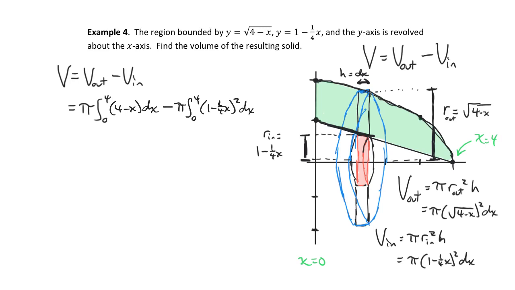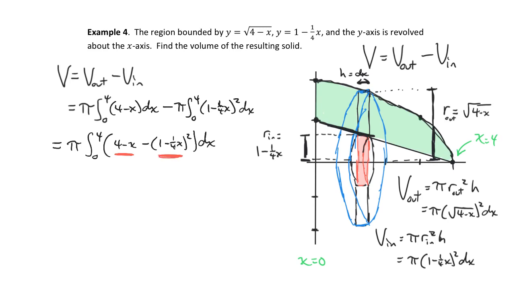Now, typically when we do these problems, we don't set up two separate integrals. I think there is actually an advantage to that because it avoids making a mistake. We are squaring both of our radii individually. One common mistake is that students will subtract one radius from the other and square them after that. That's not going to give you the correct answer. So usually we'll do this as pi times a single integral from 0 to 4 of 4 minus x, minus the quantity 1 minus 1/4 x squared, dx. So it's the outer radius squared minus the inner radius squared.